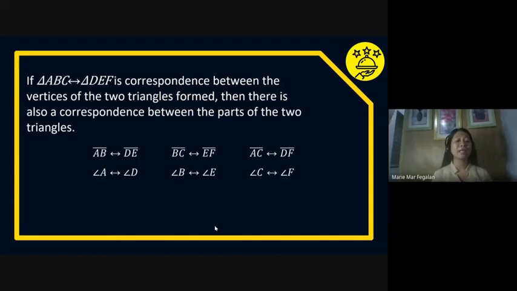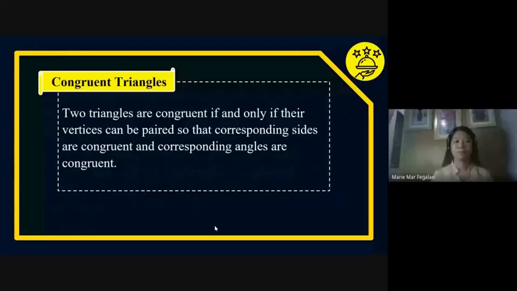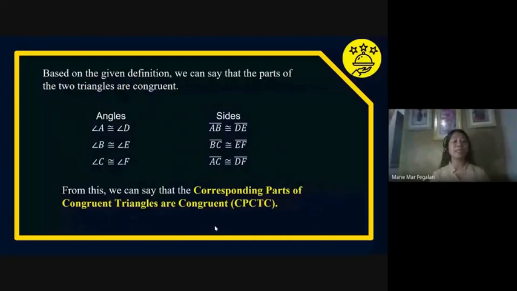So we have angle A corresponds to angle D, angle B corresponds to angle E, and angle C corresponds to angle F. The triangles are congruent if their vertices can be paired so that the corresponding sides are congruent and the corresponding angles are congruent. Based on the given definition, we can say that the parts of the two triangles, the angles and the sides, are congruent. So angle A is congruent to angle D, angle B is congruent to angle E, and angle C is congruent to angle F. Those are the congruent angles.